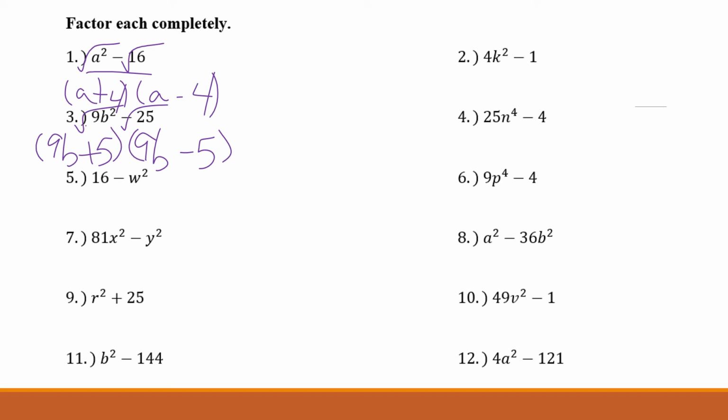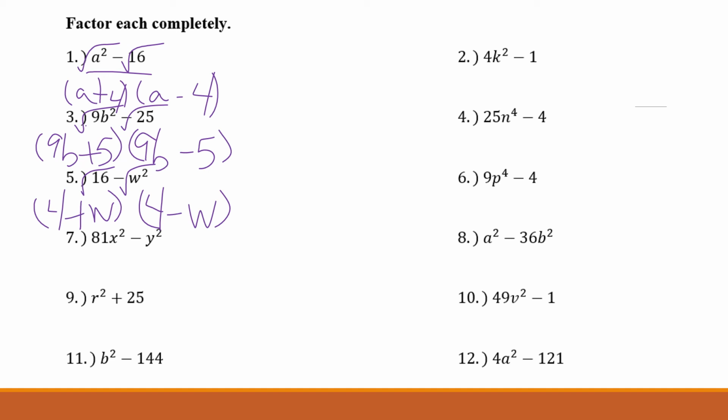Okay, number 5. Notice that the order change doesn't matter, it's still a binomial. Okay, but now when I set up my parentheses, I want to make sure that since the 16 is in front, I'm going to put that first. So the square root of 16 is 4, so I have to write that first. And then the square root of w squared is w, so w goes here. 1 is adding, 1 is subtracting, I'm done.